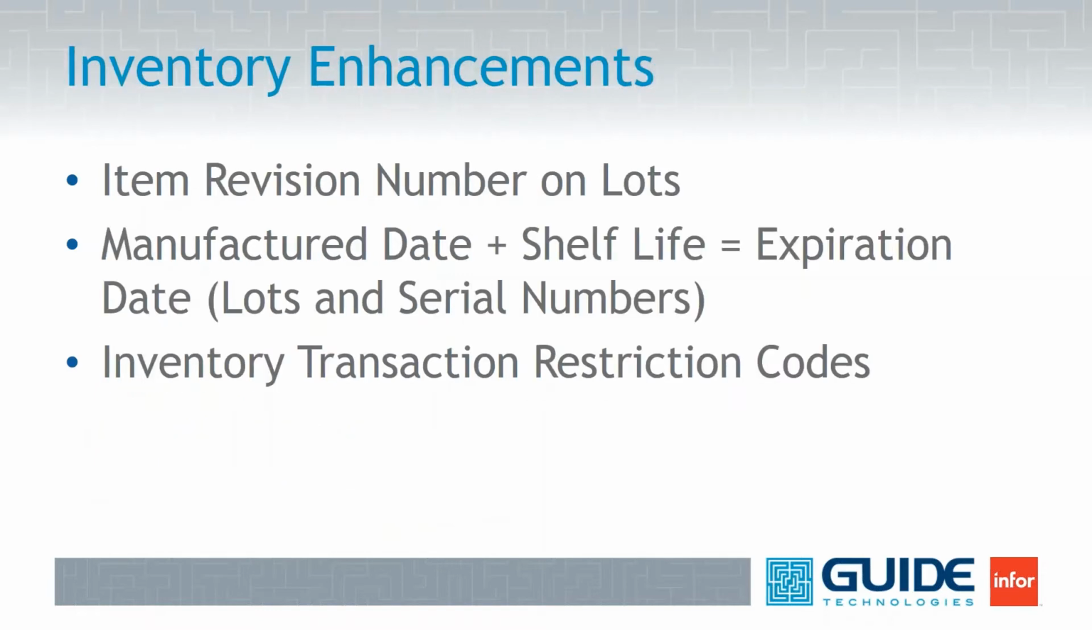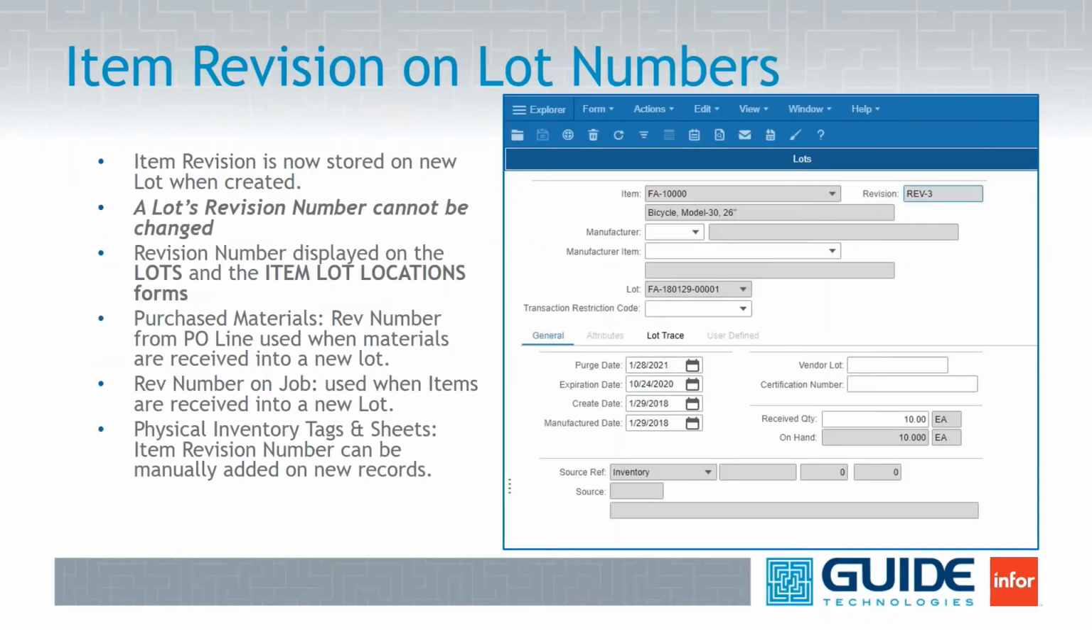So jumping right into the inventory enhancements. The item revision is now visible on lots. This is new. It wasn't there before. Manufacture date plus shelf life now equals expiration date for lots and serial numbers. This is something users have been asking for quite a while. And then we have introduced this concept of inventory transaction restriction codes. So we're going to get into each of these.